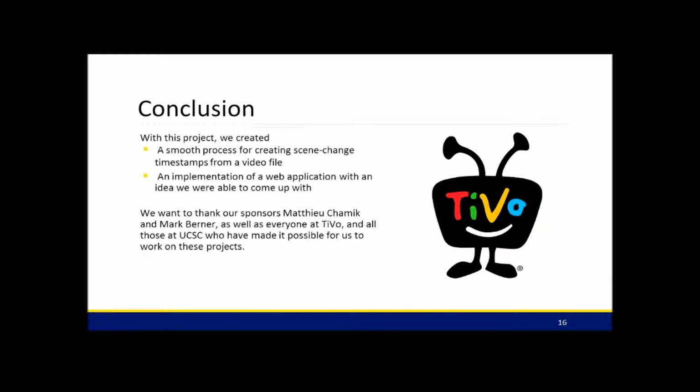So, in summary, with this project, we were able to achieve the two objectives: a smooth process for creating scene change timestamps from a video file, and an implementation of a web application. And this was something that we were given free rein with. Our sponsors told us that we could potentially try out exciting new ideas.